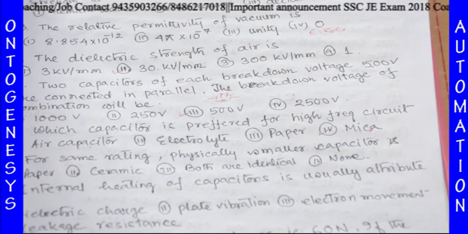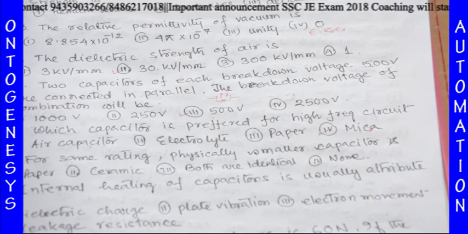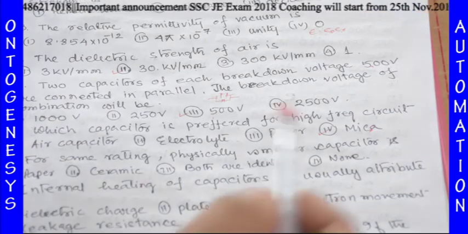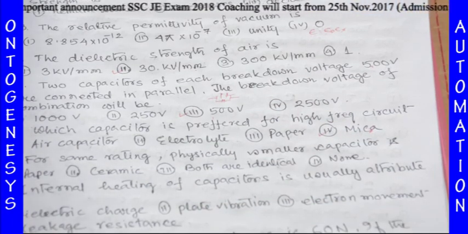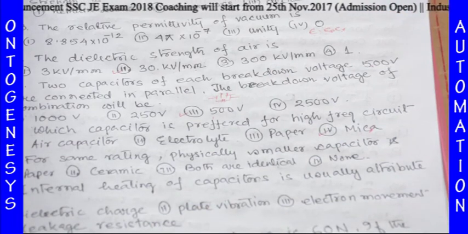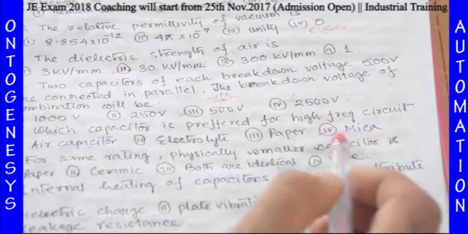Air capacitors are used mainly for your resonant circuits or radio frequency mixtures, etc. Paper capacitors, high voltage and high current application. Mica capacitor is for your high frequency application. This has high precision, high reliability, high stability, and the value is less than your 1000 picofarad or something in case of your mica capacitors.